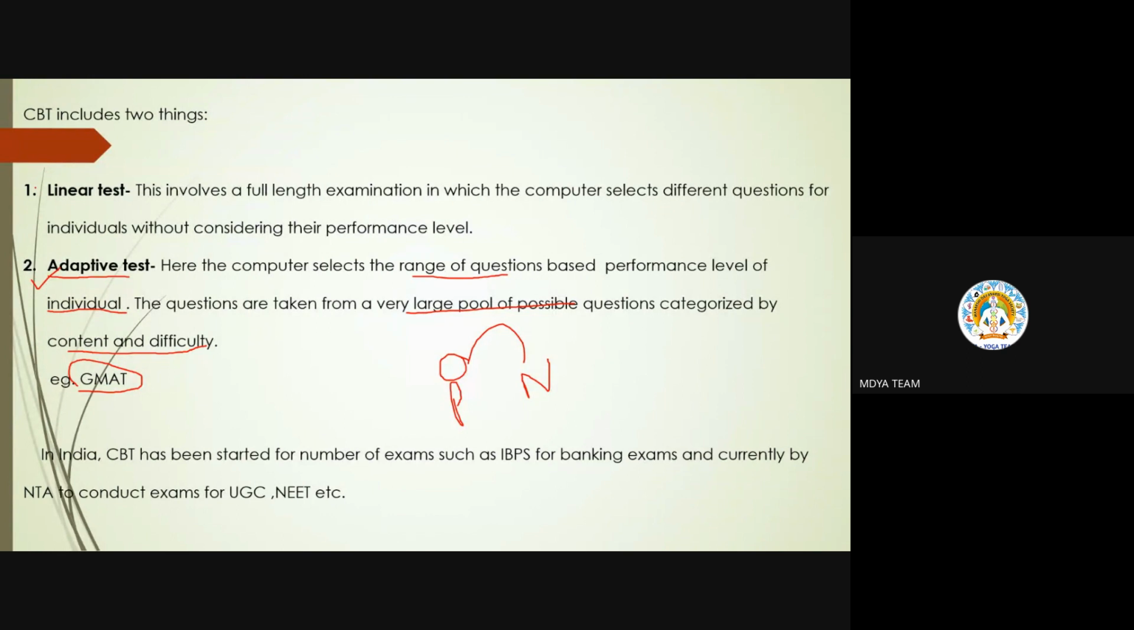And linear test is just the opposite. Here it is a full length paper. You understand these two things, linear test and adaptive test? Any doubts from this slide?